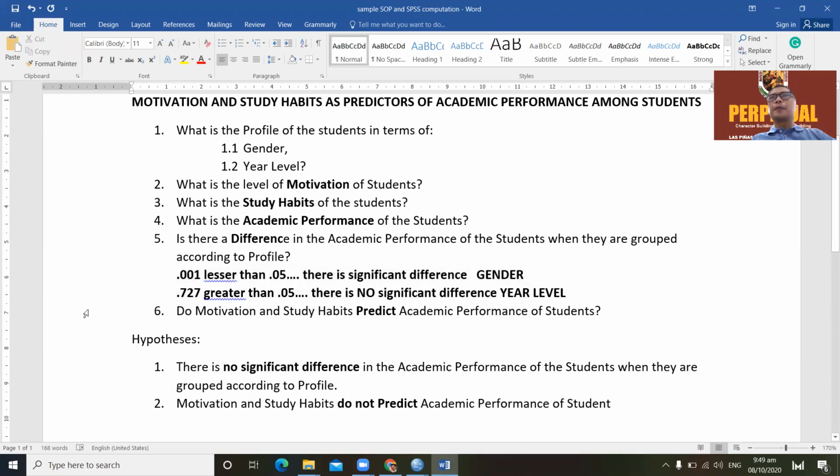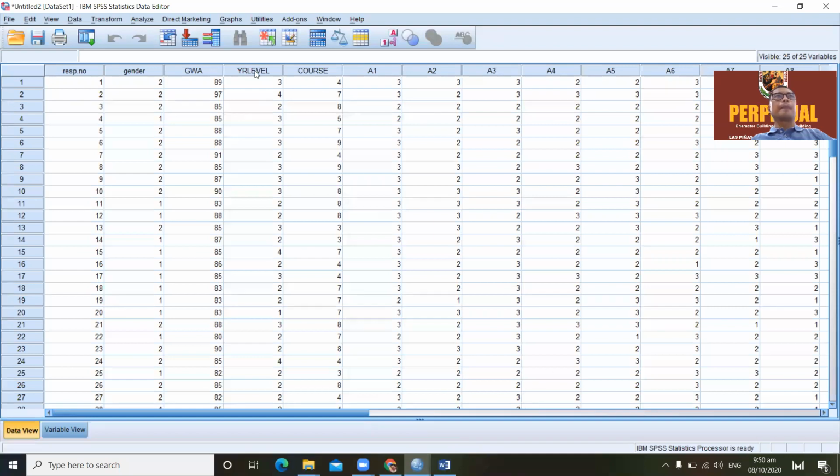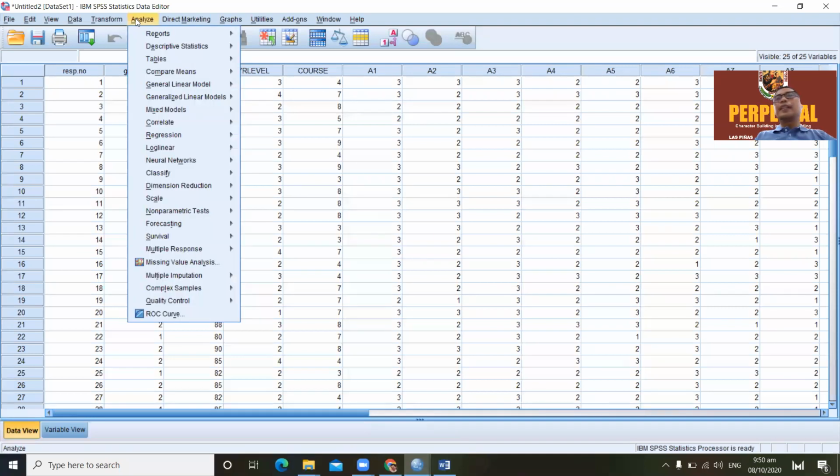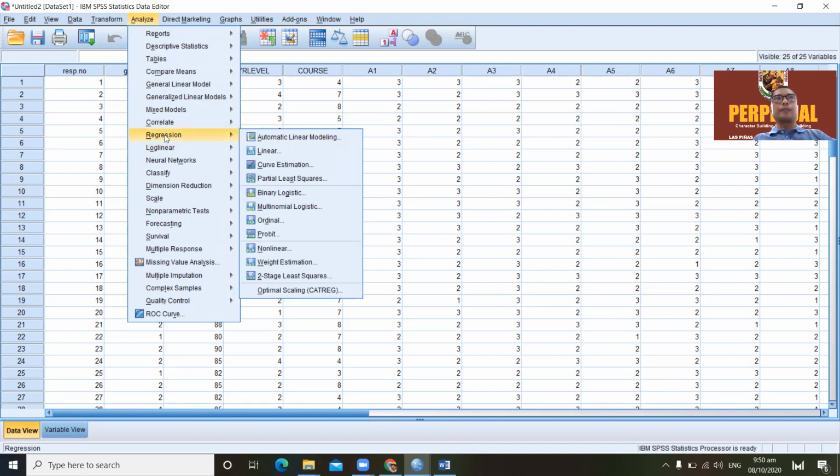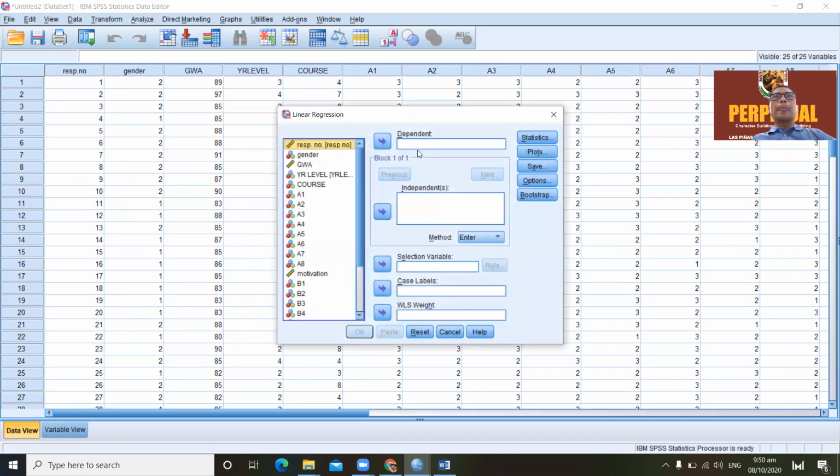Let's try to answer your main question. Do motivation and study habits predict academic performance? Let's try to go back to our data. You click analyze, and for this you would be using regression. It's because it's prediction or cause and effect. Click regression, you would be using linear regression. Click linear. Your dependent variable is academic performance. Your independent variables are motivation and study habits.